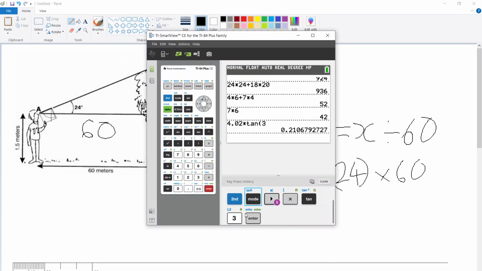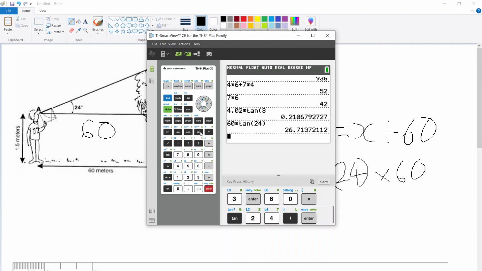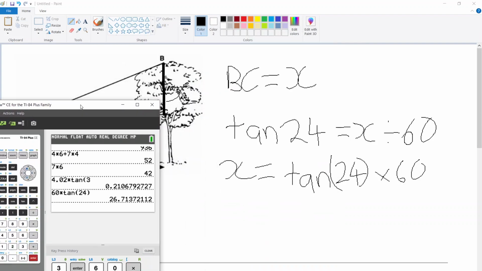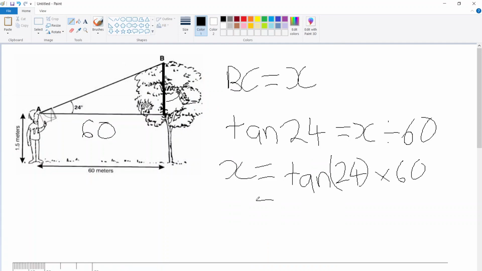All right, let's just do it the other way around: 60 times tan 24. Okay, so we've got the distance for X. 26.7 is fine, I'll round it to that. So X equals 26.7 meters. Now, is that the height?